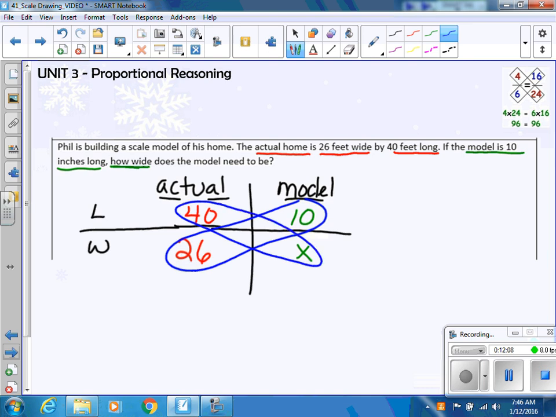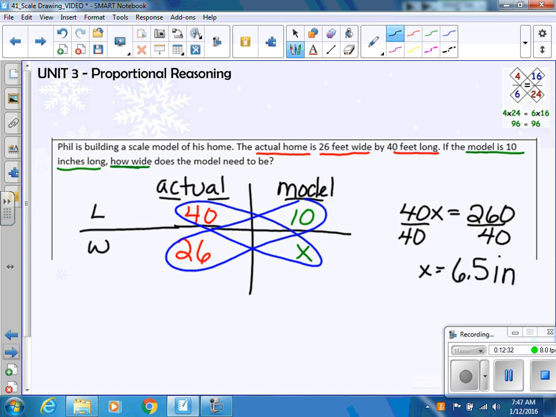Set up the equation. So I have 40 times x in the same circle, and I have 26 times 10, which is 260. To solve, that's a one-step equation. Undo the multiplication with division. And my answer is a decimal, 6.5 inches. Not inches. Yep, it is inches. Sorry, because it's his model.